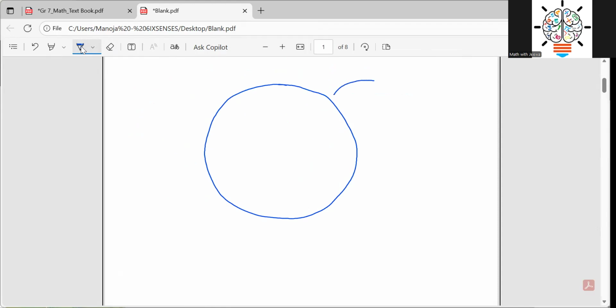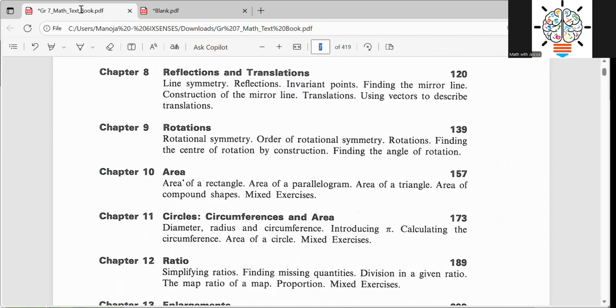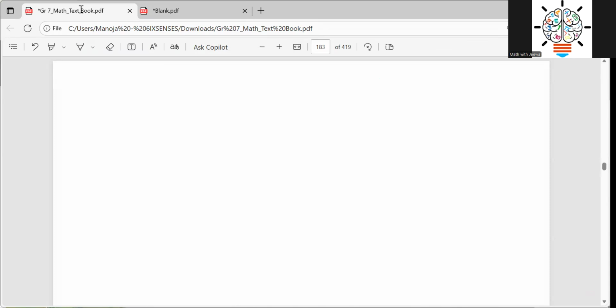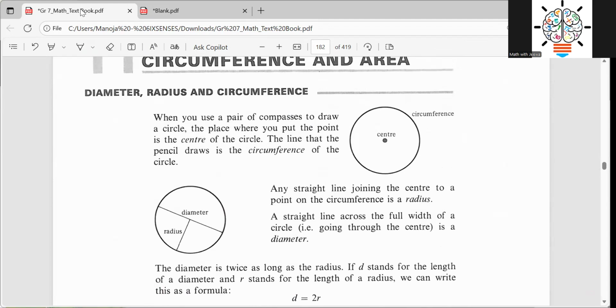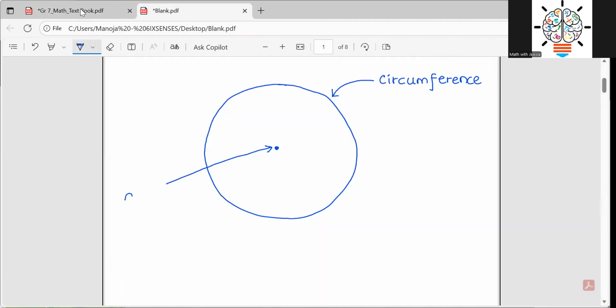This outer boundary, we have a special name for it. We name it the circumference. And here is the middle point. You can see we will move to page 183, where they also give you the same thing: the introduction, the circumference. That is this part. And the middle point is the center. So I write here that this is the center.